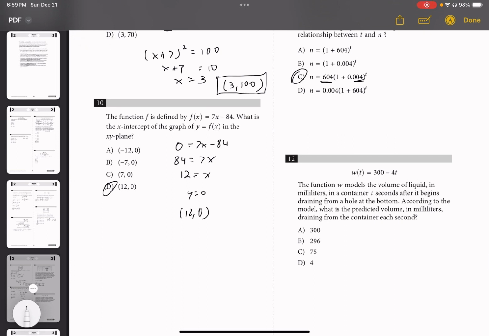Question 12, the function W models the volume of a liquid in millimeters in a container t seconds after it begins draining from a hole at the bottom. According to the model, what is the predicted volume in milliliters draining from the container each second? Okay, so we just look at the slope, and since it's t seconds after, we have the slope for each second, so it's decreasing by 4 each second. And looking at what the question's asking again, it's just asking what's the predicted amount draining from the container each second, which is 4.